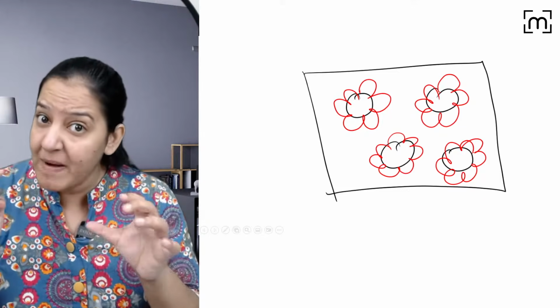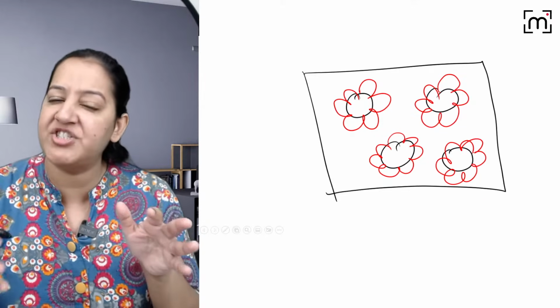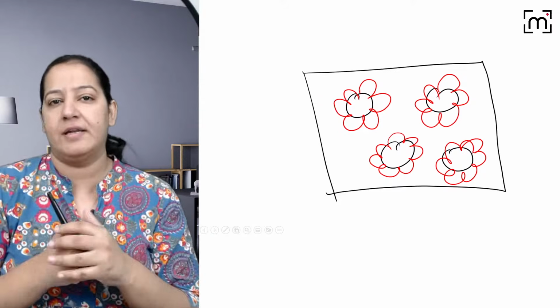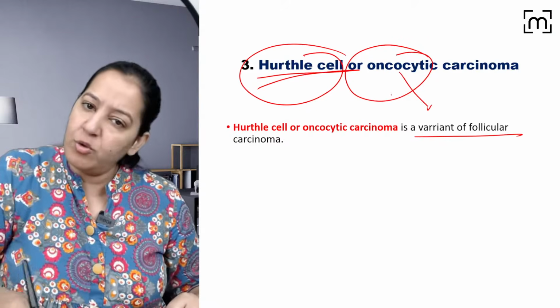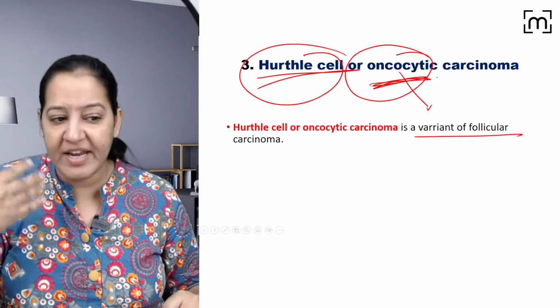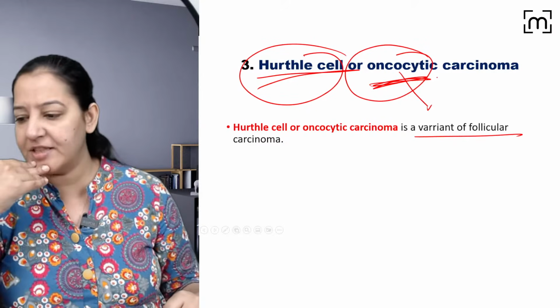So that's the cytoplasm color, which differentiates Hurthle cell from follicular cell. Give me a thumbs up if you got it. So basically Hurthle cell, also known as oncocytic carcinoma, is a variant of follicular carcinoma. You got it? Give me a thumbs up if you got it.